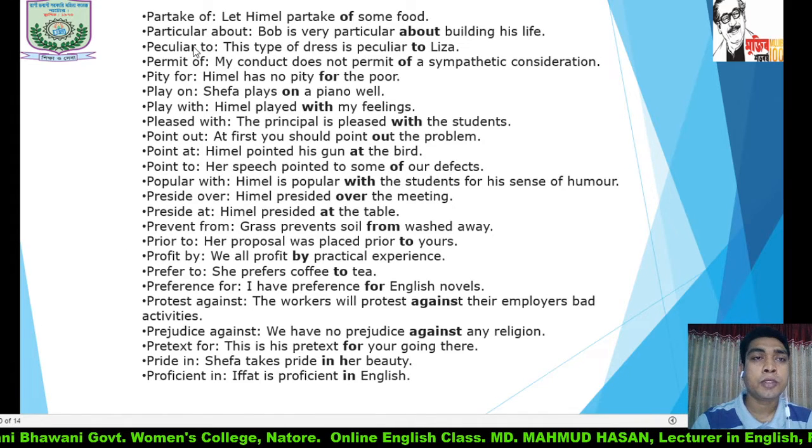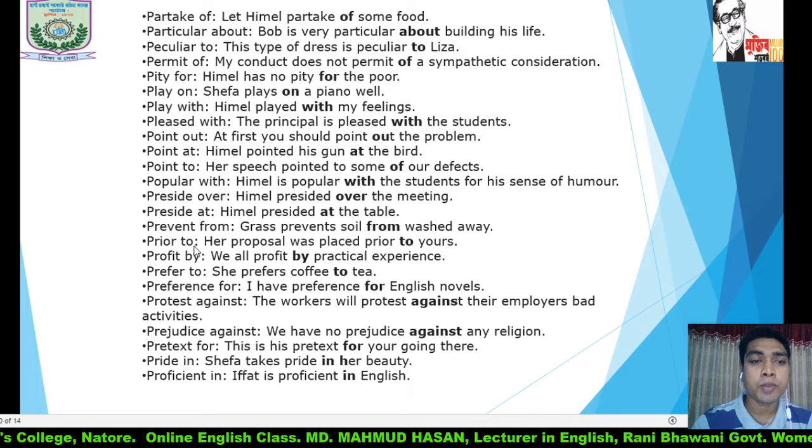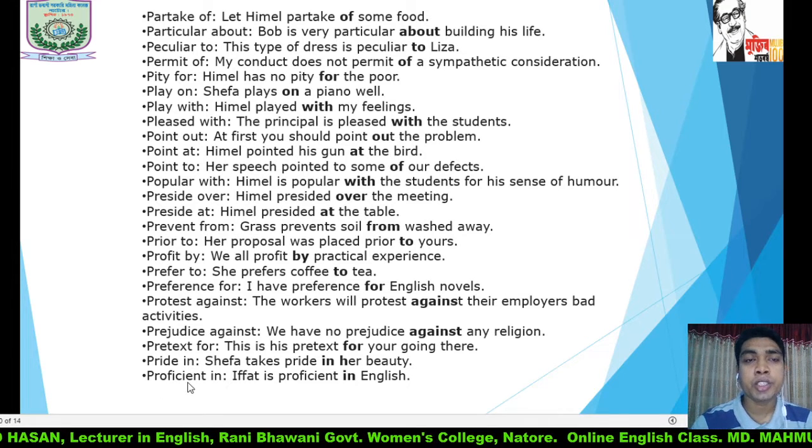Here are some important appropriate prepositions regarding the words that start with the alphabet P. Protect of, particular about, peculiar to, permit of, pity for, play on, play with, please do it, point out, point at, point to, popular with, preside over, preside at, prevent from, prior to, profit by, prefer to, preference for, protest against, prejudice against, pretext for, pride in, proficient in.